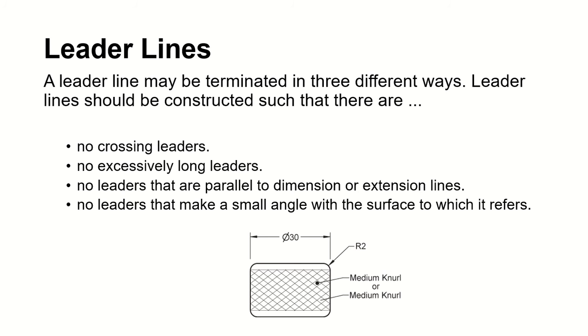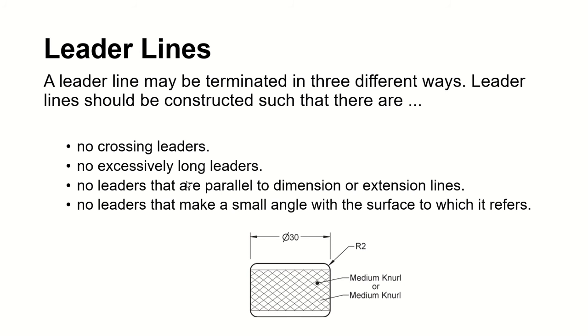Leader lines: there are three. Look at that, this end is different from that end. So there are three different leader lines, and they end in three different ways. One has an arrowhead, another has a little dot, and the other has nothing.